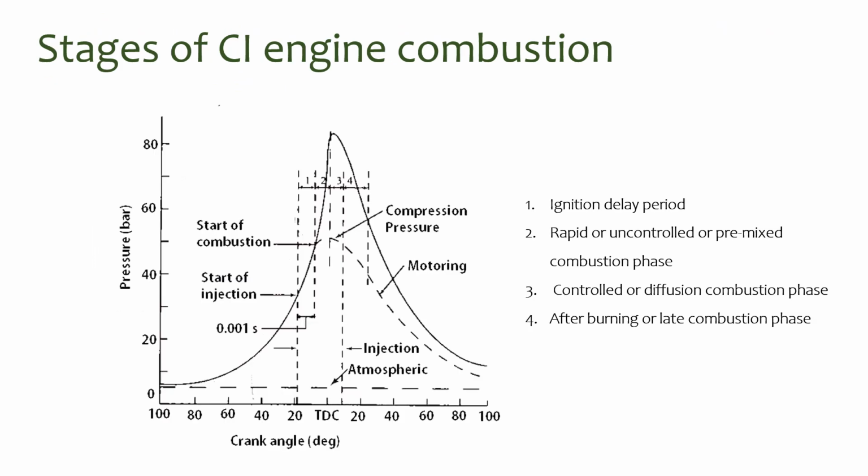Now we will see the combustion process in a compression ignition engine. In a CI engine, the combustion process is divided into four stages. The first one is known as ignition delay period. The second one is rapid or uncontrolled or pre-mixed combustion phase. The third one is controlled or diffusion combustion phase. And the last one is known as afterburning or late combustion phase.